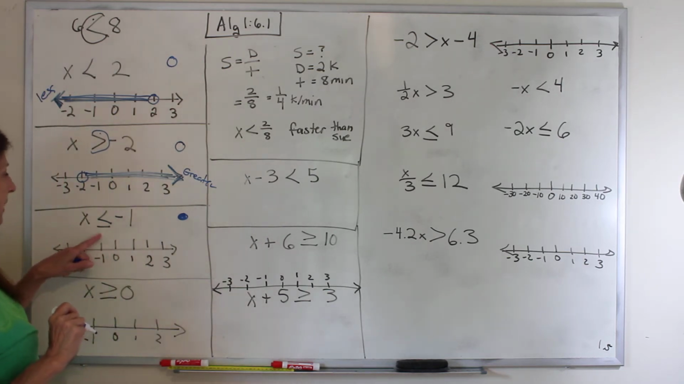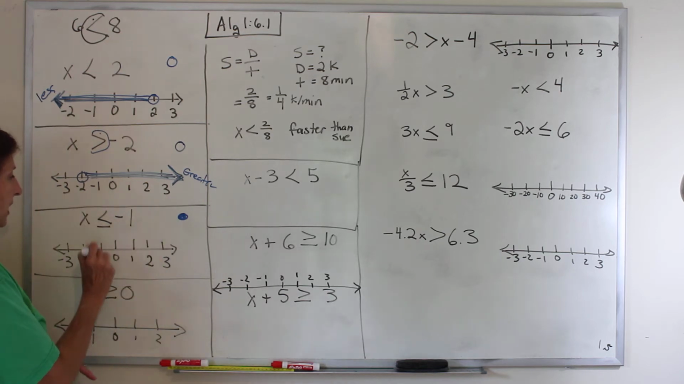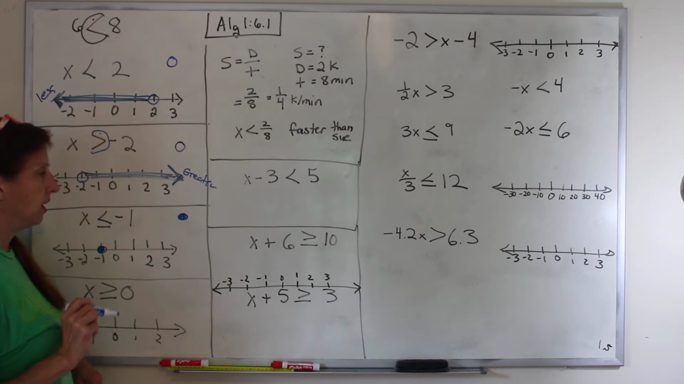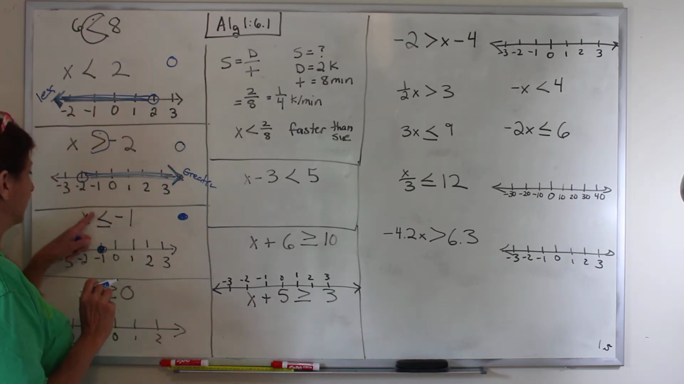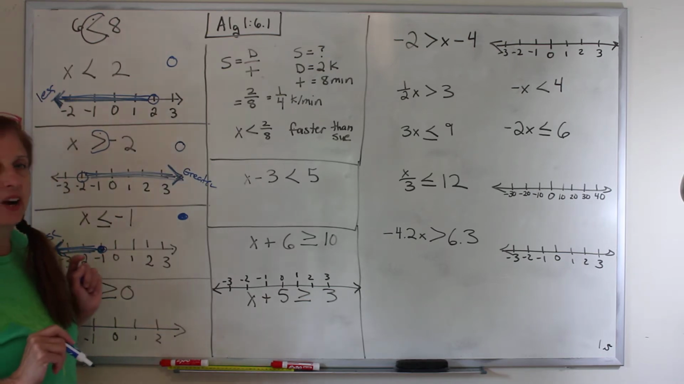Okay, let's do this one. x is less than or equal to -1. We go to -1. It's got the or equal to. We draw a dot. It's less than, so we do the less side and color it in, including the arrow.